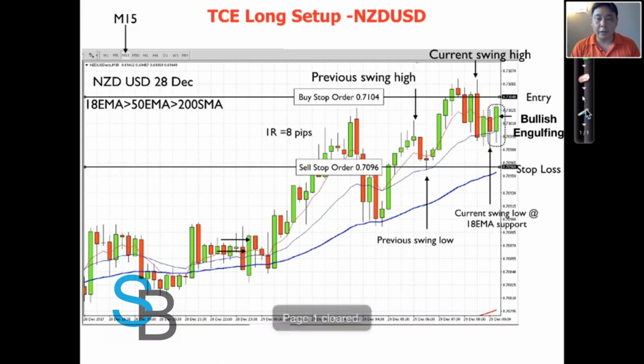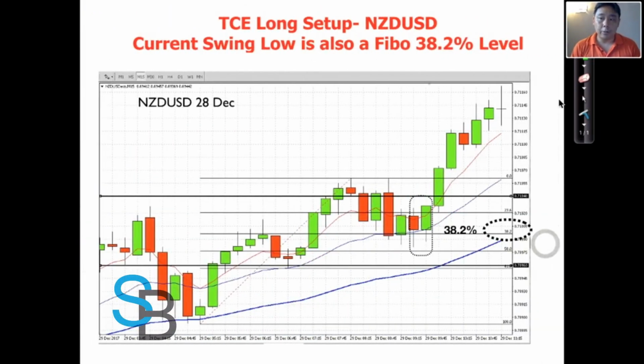And if you draw a Fibonacci level, this is A to B. This is actually a Fibonacci level of 38.2. In fact, let me show it to you on the next slide. You can see A, B, and C. This is a 38.2% Fibonacci level. So it's got a double support. It's at the 38.2% level and a moving average. We're confident this is the low of the dip, and it's going to go higher.